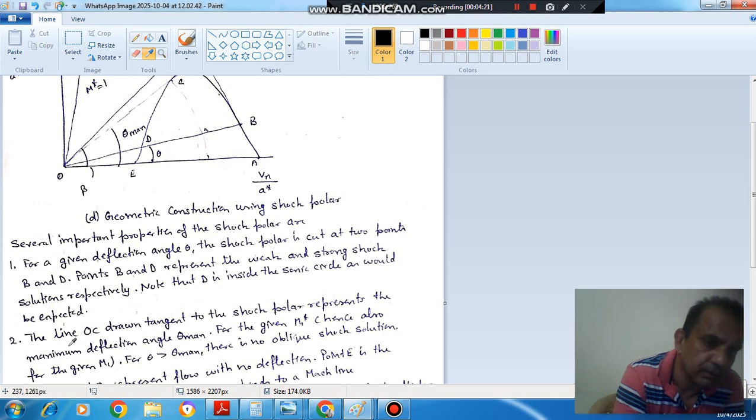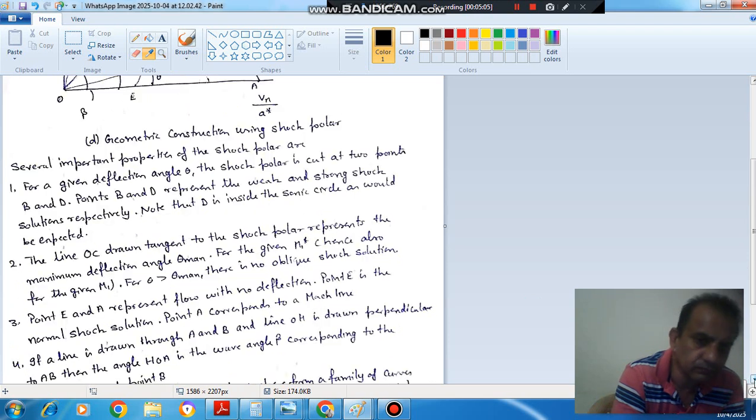Next point, line OC, drawn tangent to the shock polar, represents the maximum deflection angle theta max. For a given M1 star, and hence also for given M1, for theta greater than theta max, there is no oblique shock solution. So if we exceed theta max, then we are outside the shock polar, and there will be no solution. Under OC there is a solution.